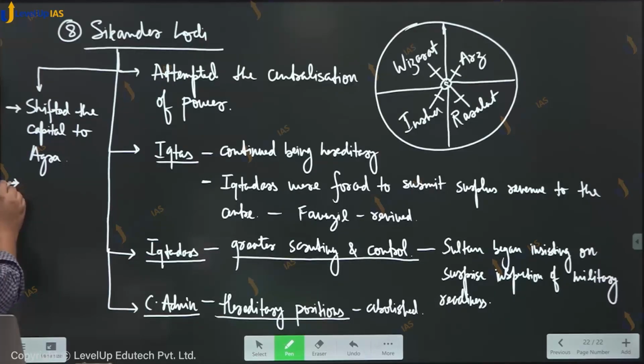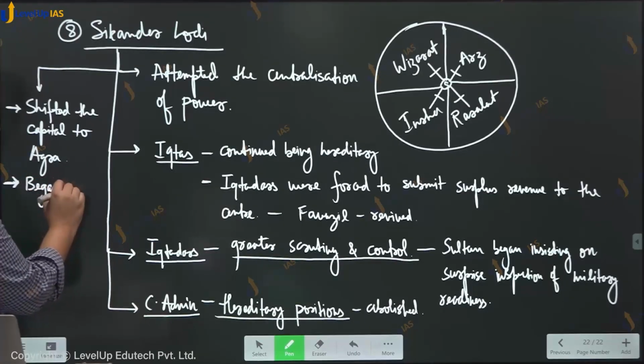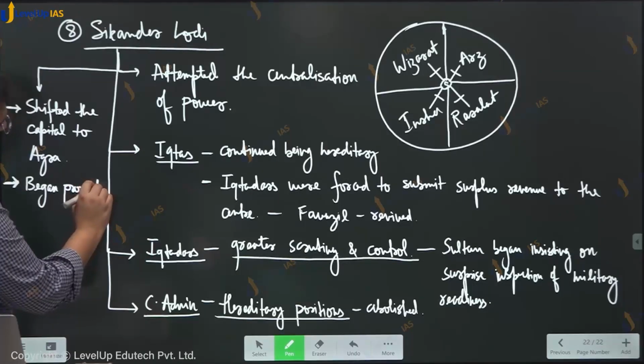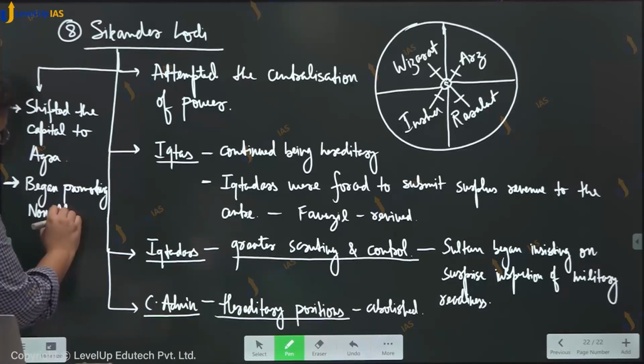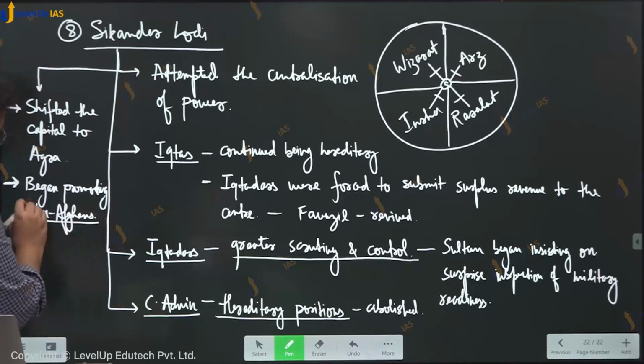Fifthly, he also began promoting non-Afghans such as Turks, Iranis and Indian Muslims to important positions to challenge the entrenched Afghan nobility. Okay, so he began to heterogenize the nobility.